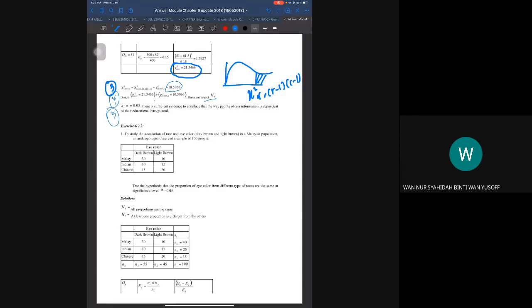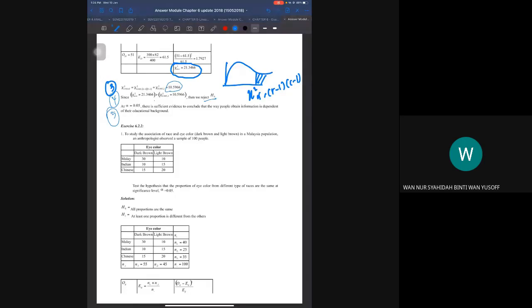For 6.2.2, the homogeneity of proportions, I think it is yours, because basically you just repeat similar steps as the independence test. The difference is in your hypothesis. Steps 2, 3, 4 are similar to each other. You just do your exercise. If anything, just let me know. Any question?